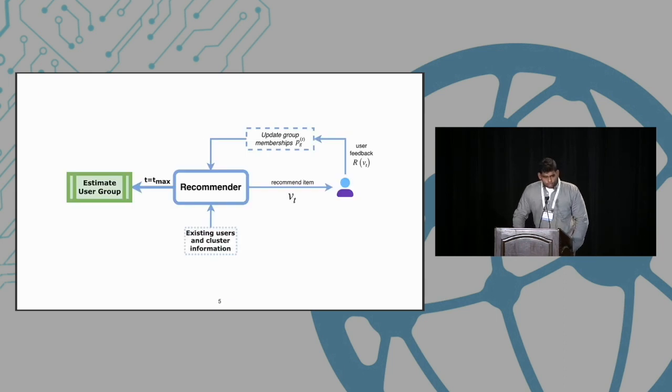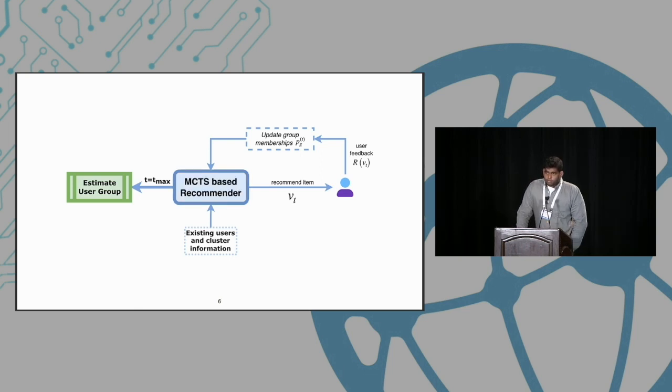So this is the overview of our recommender. When a new user arrives, we recommend an item, and we get explicit feedback from the user to update the group memberships, which is the probability of a user belonging to a particular group. And we do this for a certain number of iterations, and we try to estimate the user's group. One thing to note is we are only using the user item ratings. We do not use any content information or the demographics of the users or items. And we rely on the existing user data and the cluster information.